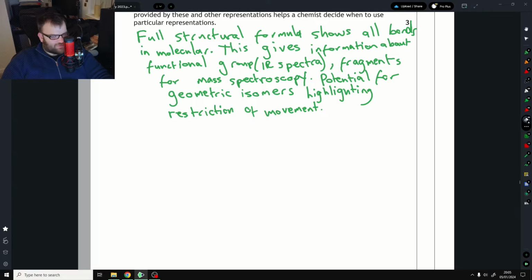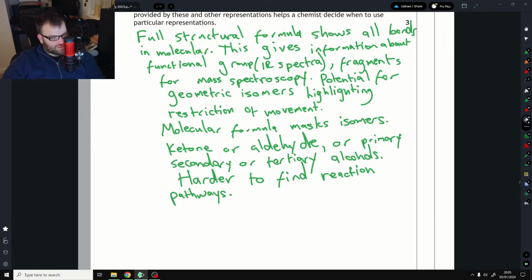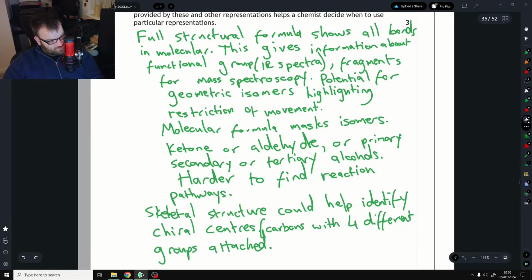With a molecular formula, you can't distinguish between isomers. Aldehydes and ketones with the same number of carbons would have identical molecular formulas. Primary, secondary and tertiary alcohols as well, you wouldn't know which one you've got just from the molecular formula. It's harder to see reaction pathways. Do you have an ester or a carboxylic acid? You don't know that. You don't know what reactions it could do.